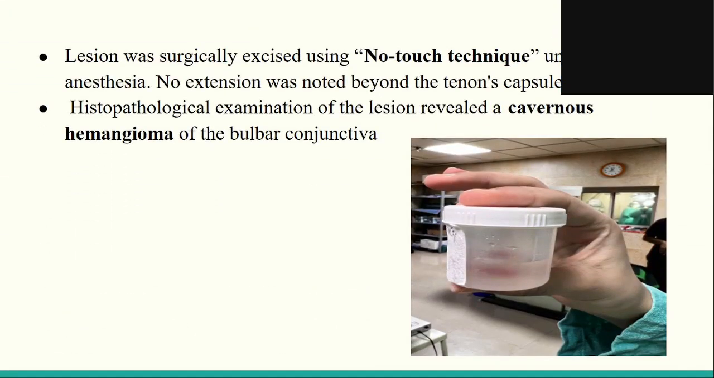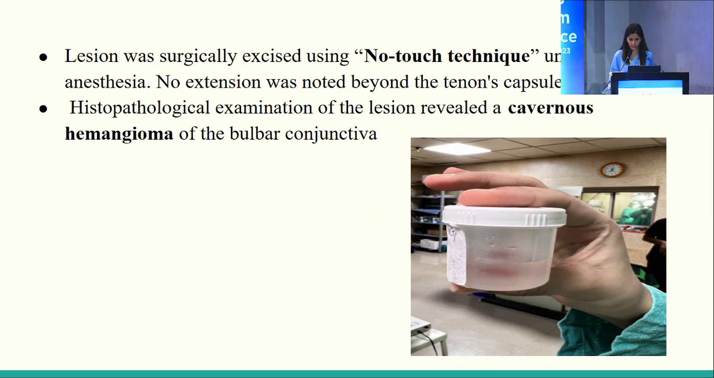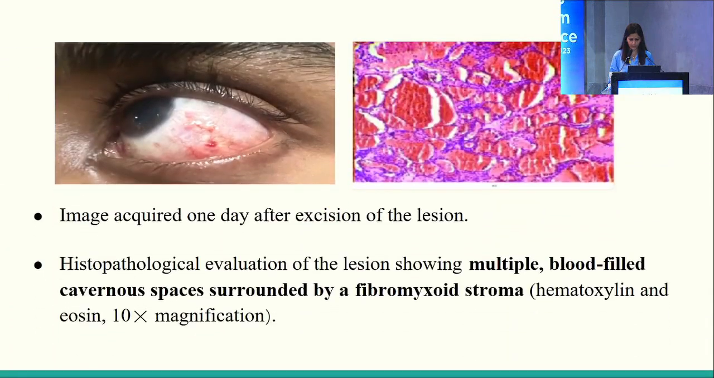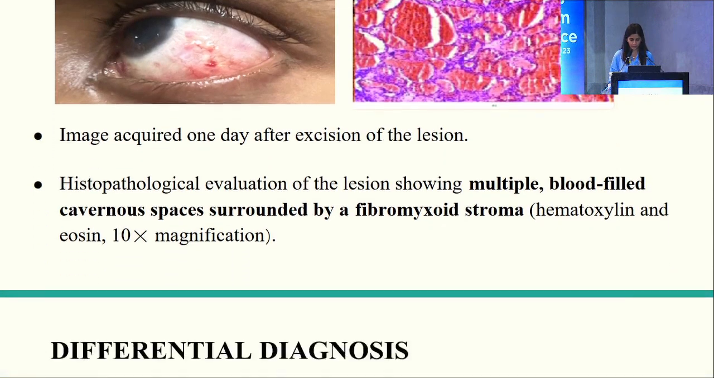So then we went for surgical excision using a no-touch technique under topical anesthesia, and we noted that there was no extension beyond Tenon's capsule. Histopathological examination of the lesion revealed a cavernous hemangioma of the bulbar conjunctiva. This was the image acquired 1 day after the excision of the lesion, and histopathological evaluation showed multiple blood-filled cavernous spaces surrounded by a fibromyxoid stroma.